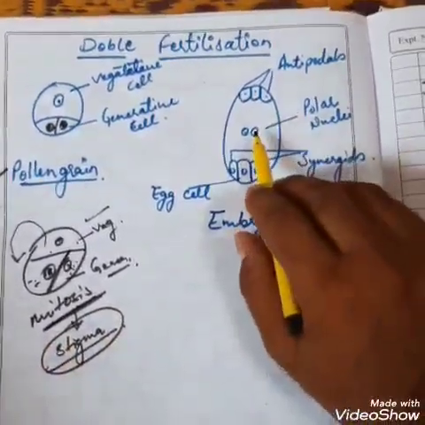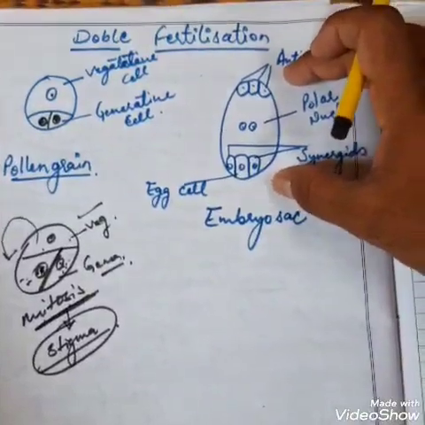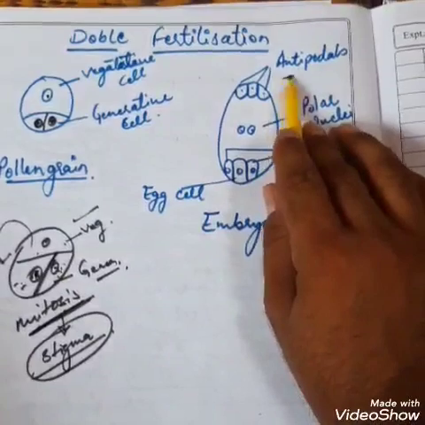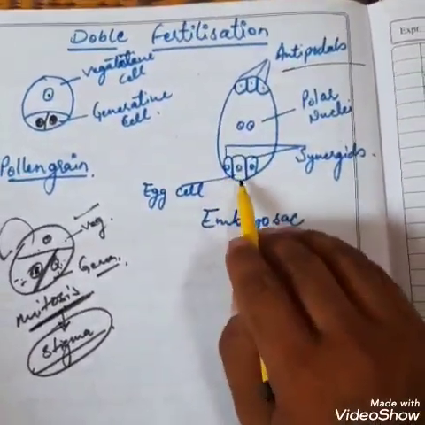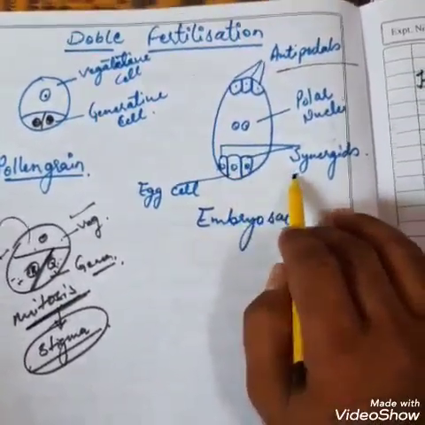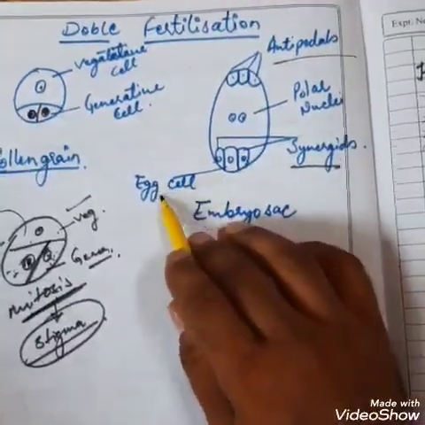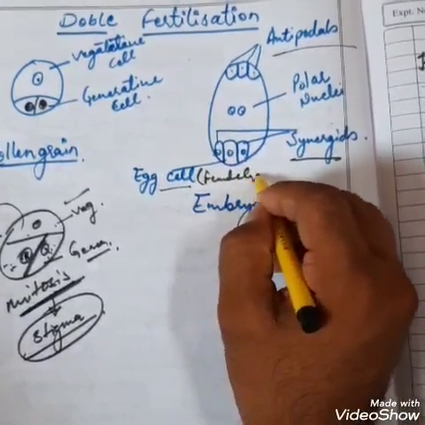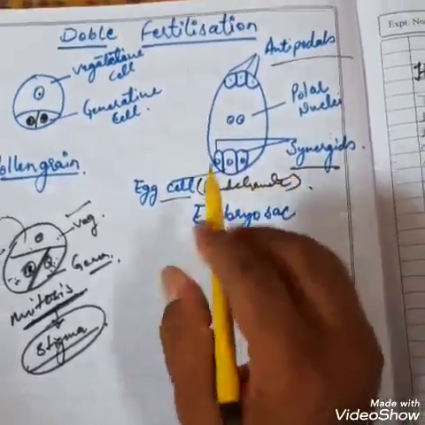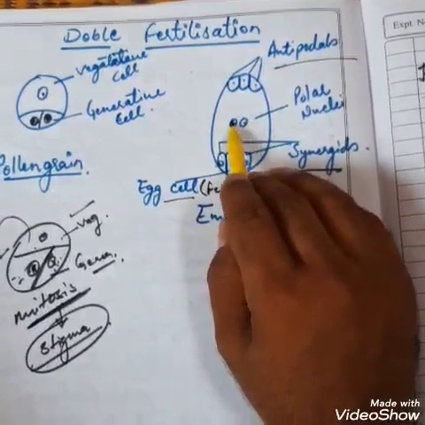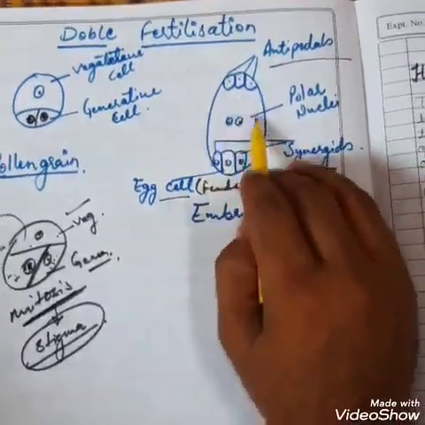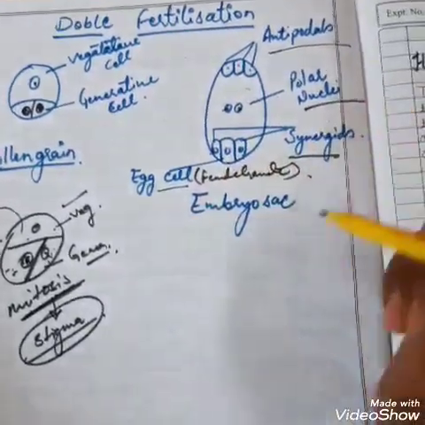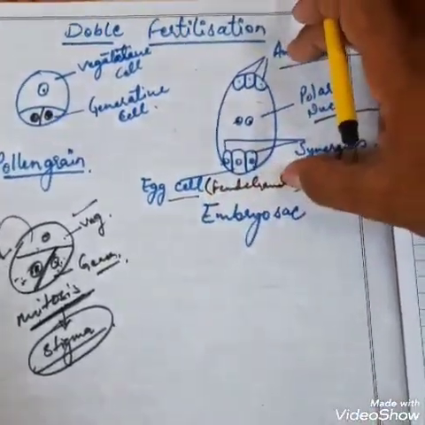Now, in the ovary, you have one embryo sac. One embryo sac has three cells at the top, known as antipodals. There are three cells at the bottom: two are known as synergids, and the one in the middle is known as the egg cell or female gamete. There is also the central cell. In the central cell, two nuclei are found, known as polar nuclei. So this is the structure of one embryo sac.